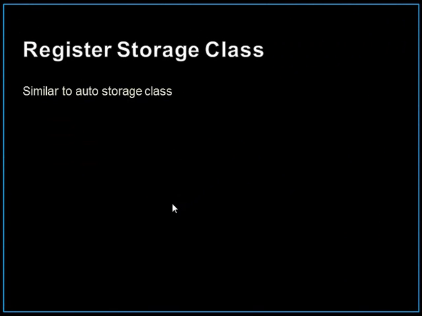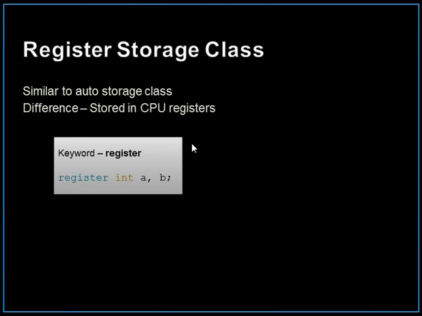Now there comes the register storage class, which is similar to the auto storage class. The only difference is that in the register storage class, the variable is given memory inside the CPU registers. The difference is that it is stored in CPU registers, right? The keyword is register. If you want to declare a register integer, you write register int a comma b, or in this way.